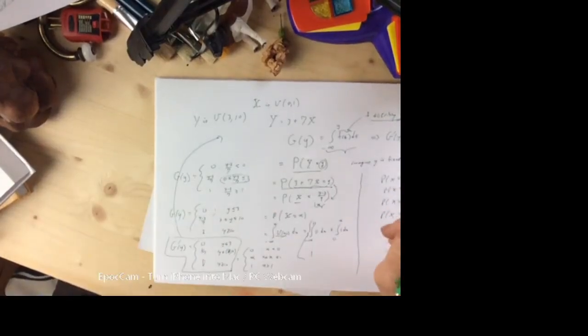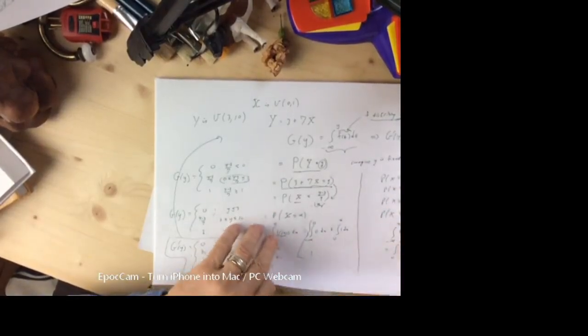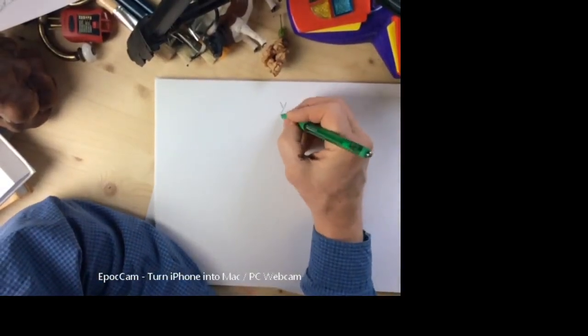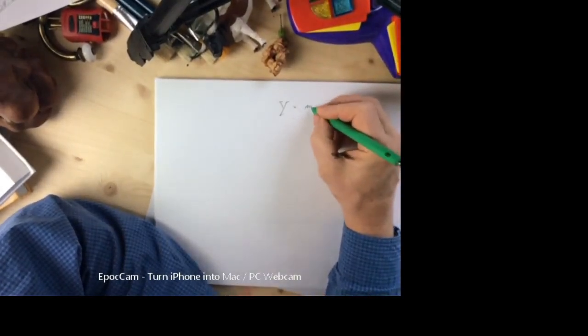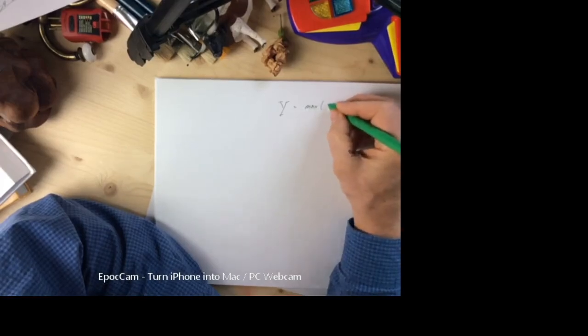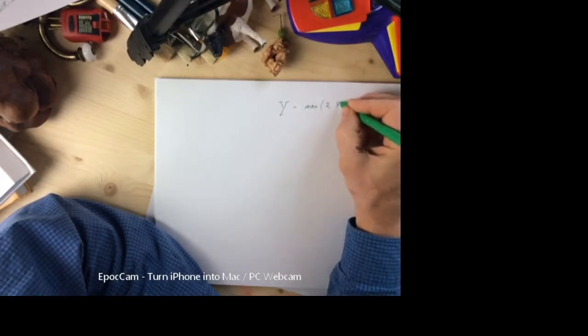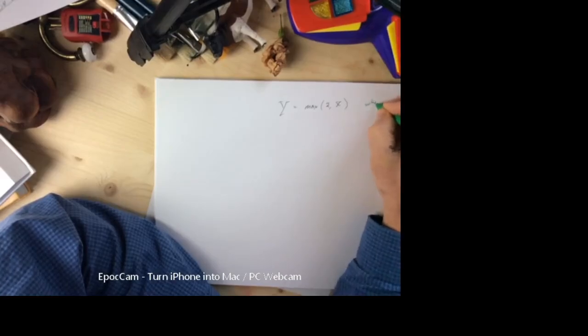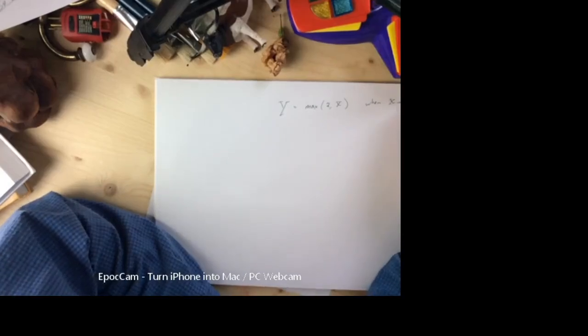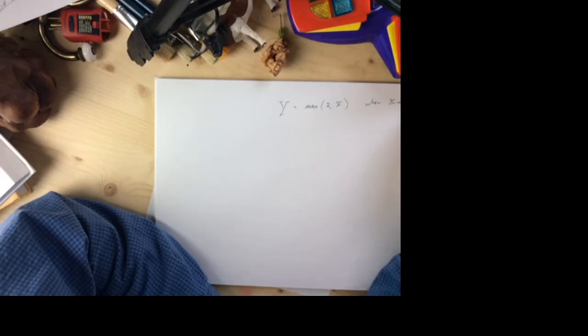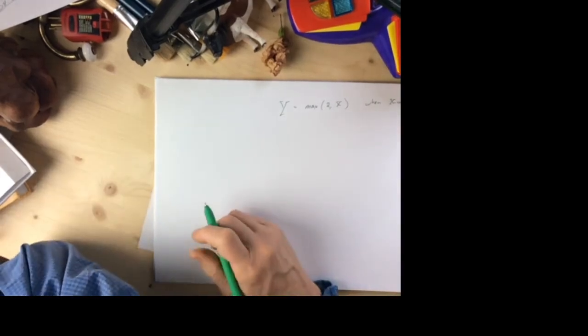Now, some of these problems are kind of sneaky. If you want to go and practice one, why don't you try y equals the max of, let's say, 2 and x, when x is, let's say, uniform on 1, 11.